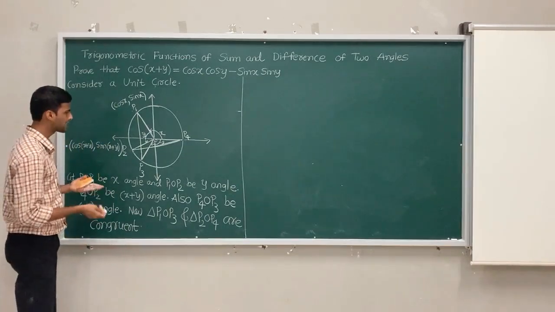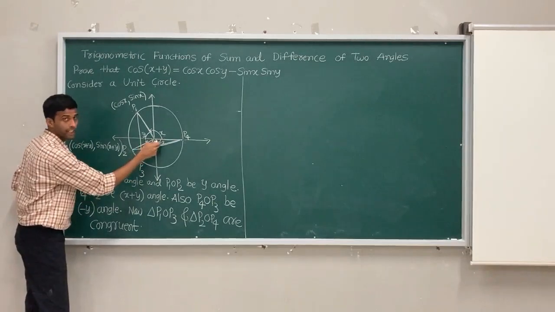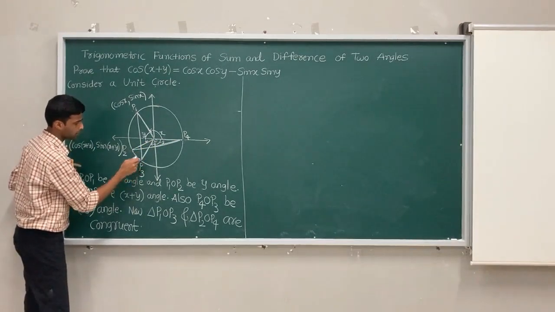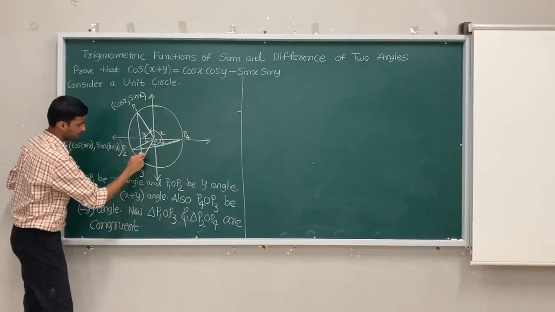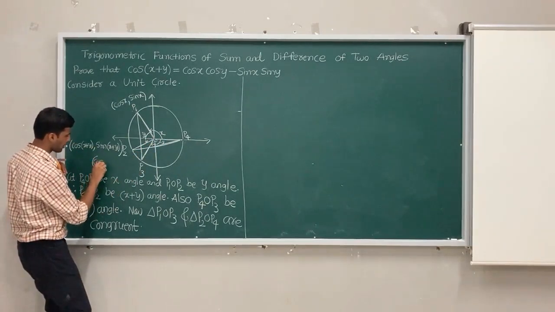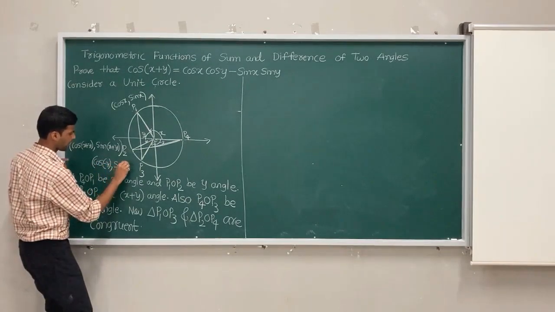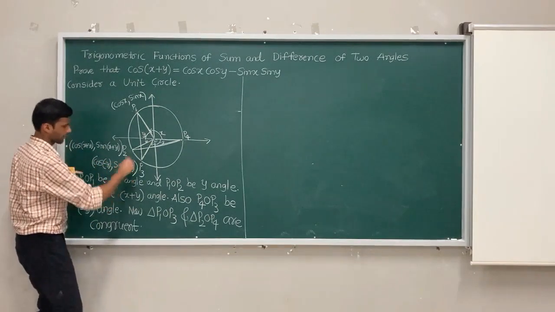Now you can easily guess the P3 point, it is nothing but angle minus y. That P3 point corresponds to P4 O P3. Therefore, that angle is minus y, and its coordinates are cos of minus y, comma sin of minus y. Hope you understood.